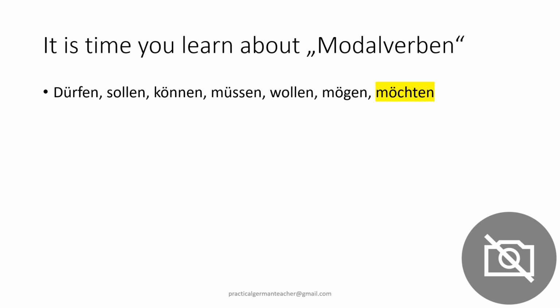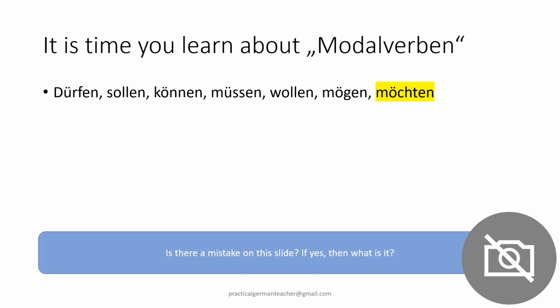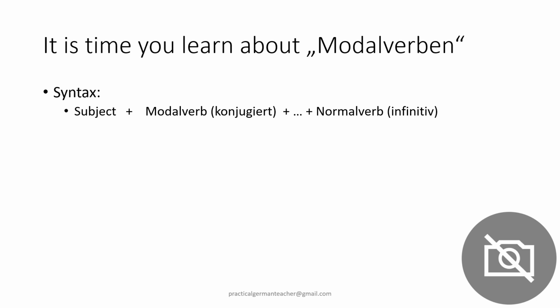I will not go into detail of when to use all of these because we have already done them. We will have a short discussion about how to use them in a sentence. So the syntax looks like this. You have the subject at the beginning of a sentence normally. Then at the second position where you normally place the verb, here you will be placing the modal verb. It must be conjugated. And then there can be other things in the sentence. And at the very end, you have a normal verb.